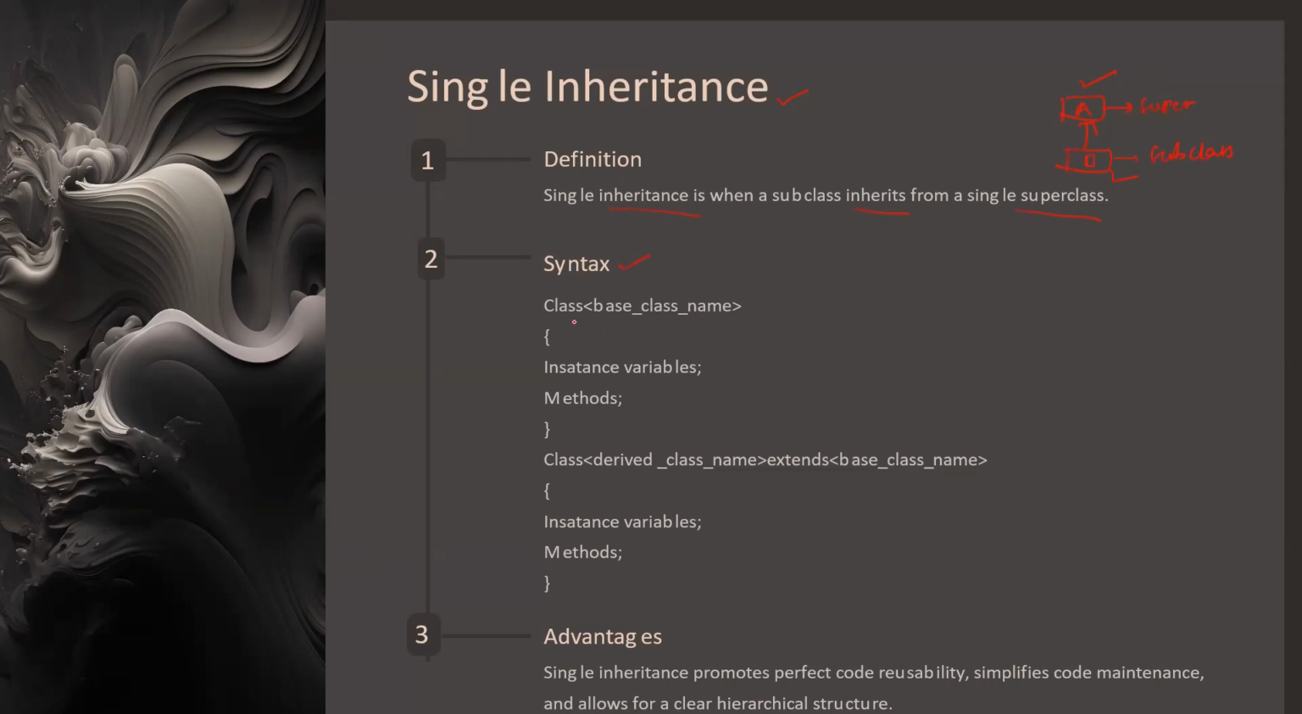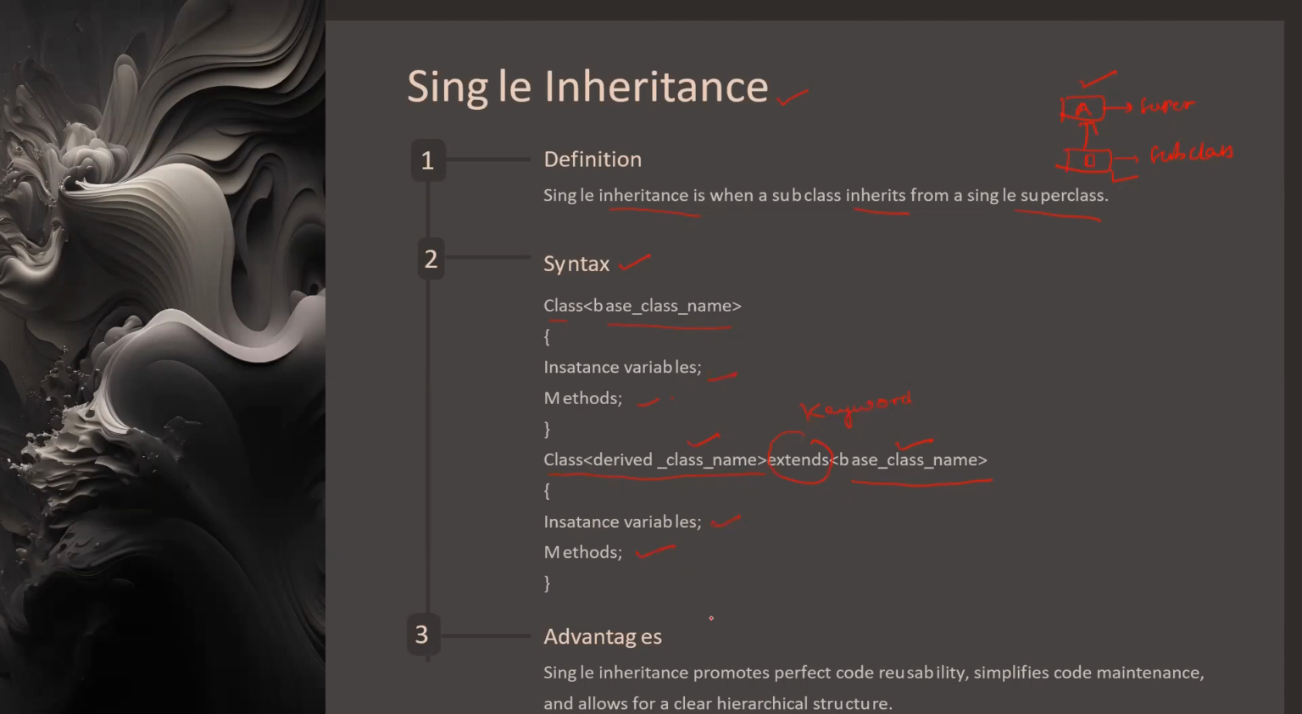Now let us go with the syntax. This is the syntax for single inheritance. You're going to have one base class and one derived class. So, class, I'm going to give the base class name followed by the instance variables and methods of that particular class. Then I'm going to create one more class, called the derived class, which extends the base class name. So this is the derived class name followed by the base class name, and extends is a keyword which is used to inherit the properties of one class to another class. In this derived class also, you're going to have instance variables as well as methods.